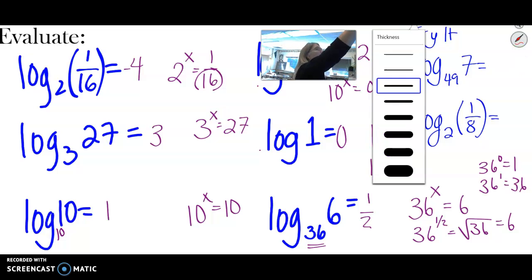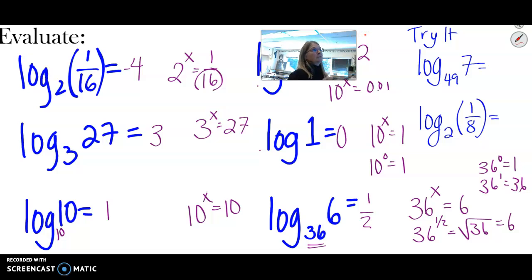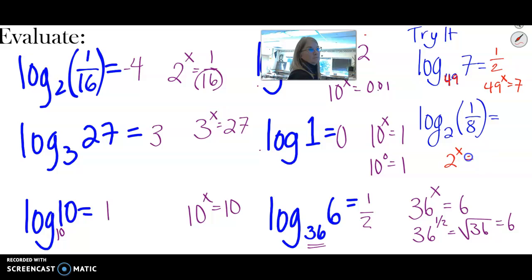All right, why don't you try these two and then come back. So this first one, log base 49 of 7: 49 to the what power equals 7. Again, that is a square root, which is the same thing as raising something to the 1/2 power. And then this one here, 2 to the x equals 1/8. Make 8 into base 2. It's 2 cubed. And then bring it up. It's 2 to the negative third power.